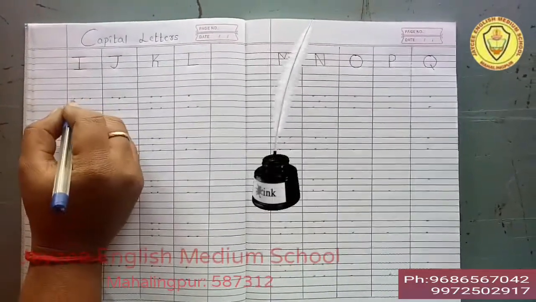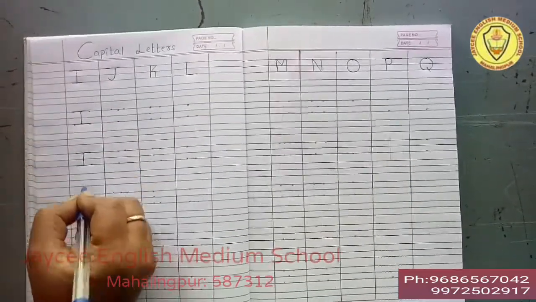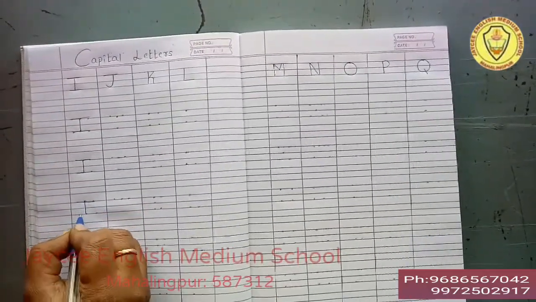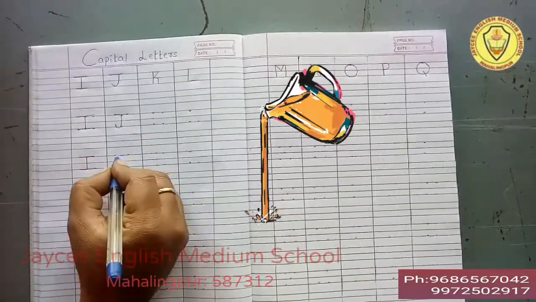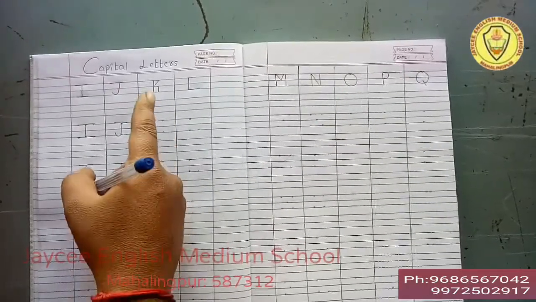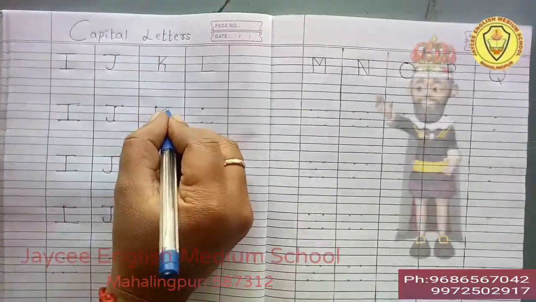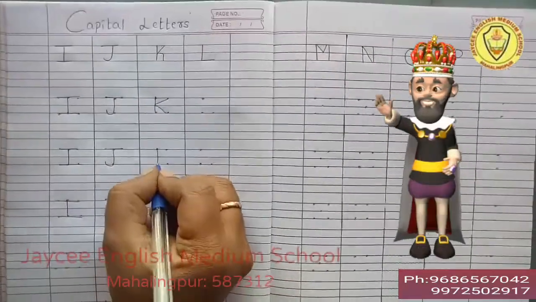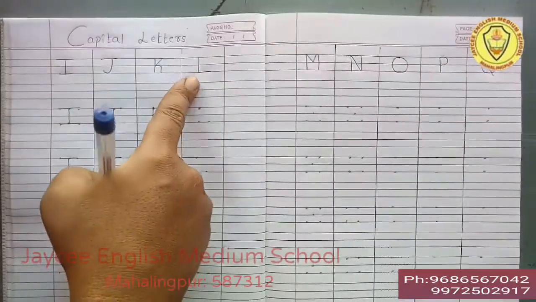I for ink. I for ink. I for ink. The next letter is J. J for jug. J for jug. J for jug. The next letter is K. K for king. K for king. K for king. The next letter is L.